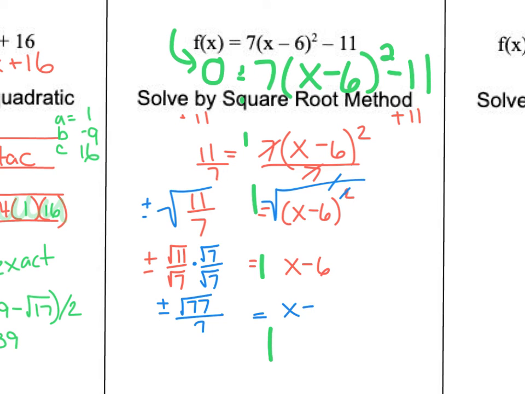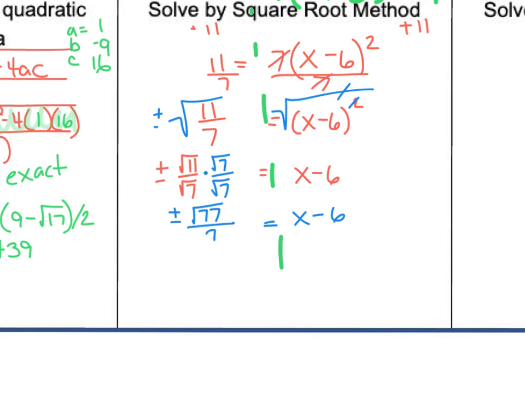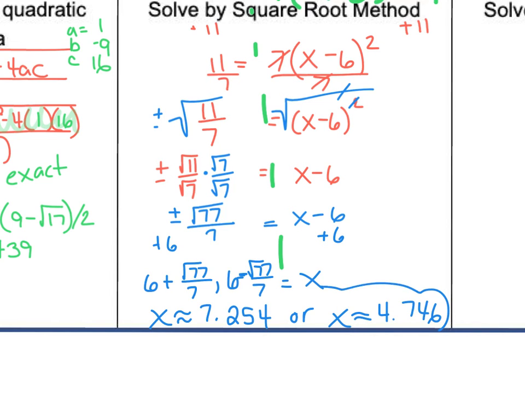Over here, I still have x minus 6. So the final step would be to add 6 to both sides. And when I do that, I have two answers here: 6 plus root 77 over 7, and the other one would be 6 minus root 77 over 7. So two solutions, and again, I'm going to find my decimal approximation by putting that in the calculator. So here are my two approximate answers, but leaving it as exact answers is great practice.